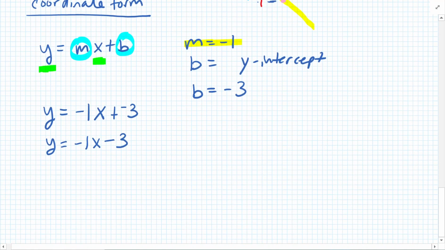We don't need to write the 1 coefficient in front of an x. All we need to write is y equals minus x minus 3. The 1 is understood that it's there. There's 1x, not 2, not 3, just 1. So we have minus x minus 3.